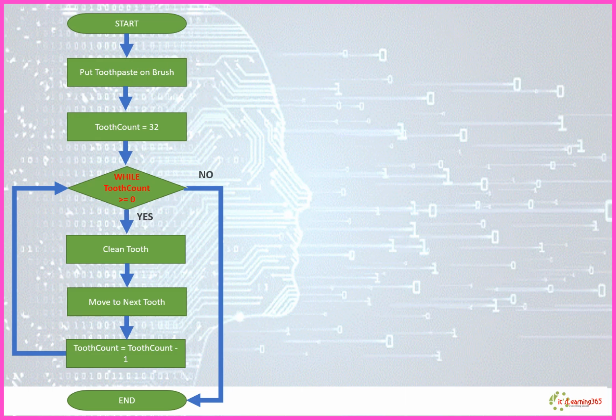Once I've created my counter called tooth count and I've set it to the value 32, I can now start the check to see if I need to do my iteration. In effect, what I'm telling my algorithm to do is while the tooth count is greater than or equal to 0, there's going to be some code and instructions that need to be repeated.